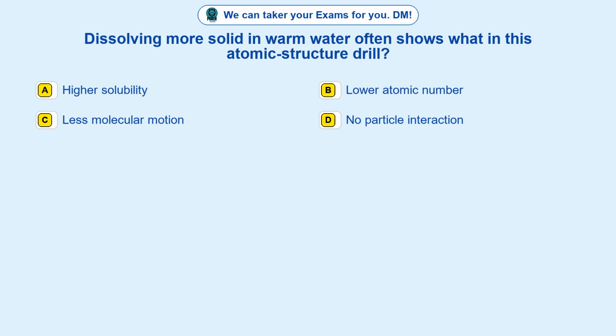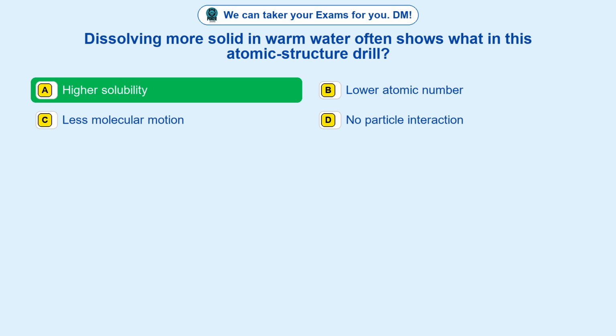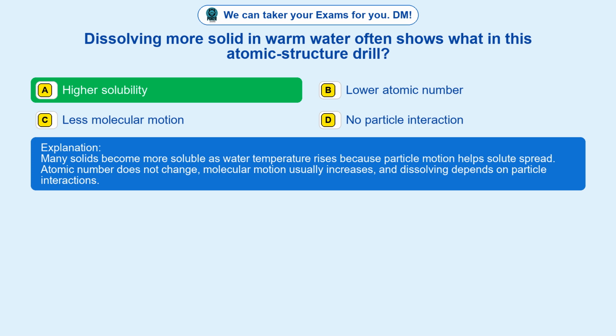Question 54. Dissolving more solid in warm water often shows what in this atomic structure drill? Option A, higher solubility. Option B, lower atomic number. Option C, less molecular motion. Option D, no particle interaction. The correct answer is option A, higher solubility. Many solids become more soluble as water temperature rises because particle motion helps solute spread. Atomic number does not change, molecular motion usually increases, and dissolving depends on particle interactions.